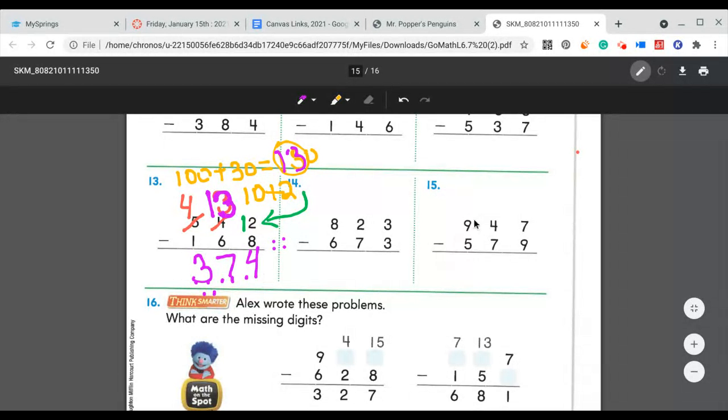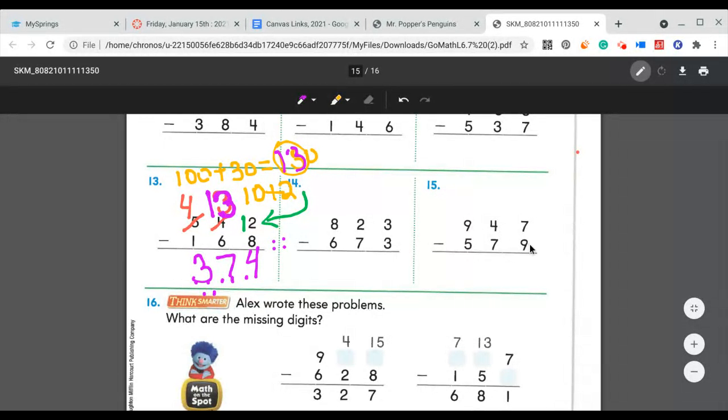Let's go to question number 15. We have 947 minus 579. We start in our ones column. We say our rhyme. More on top, no need to stop. More on the floor, go next door.